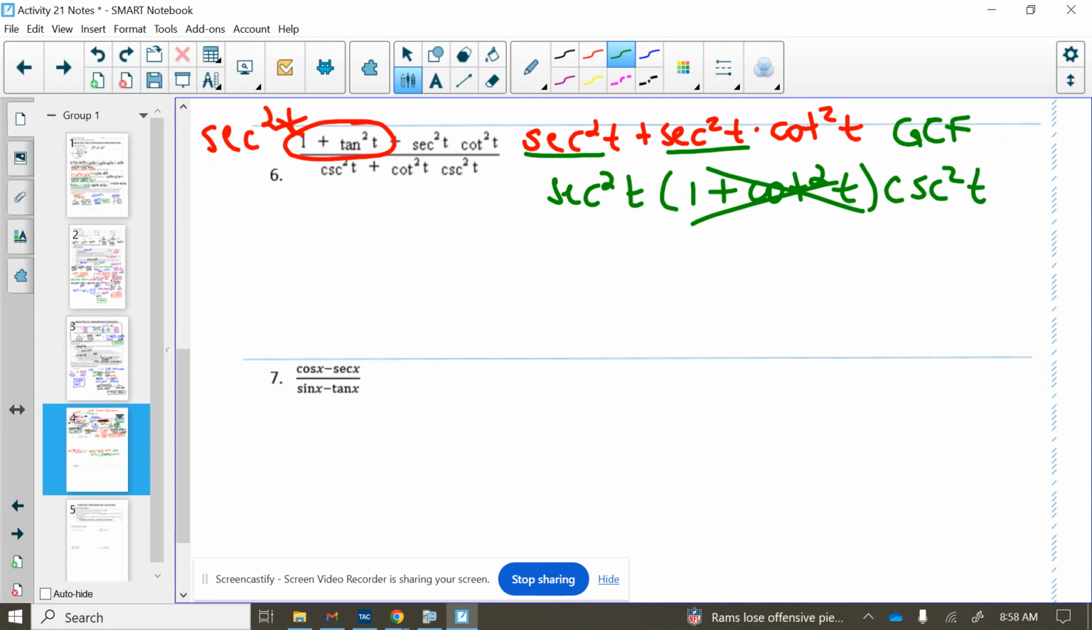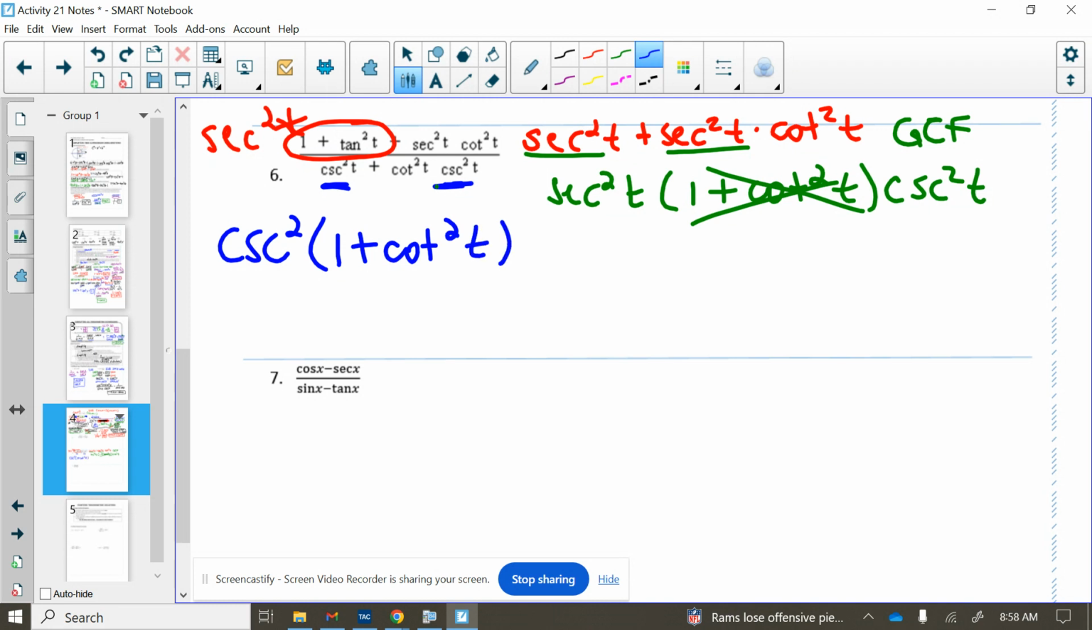And if we look at that, right now, it's kind of where we simplified to, right? We have secant squared t times cosecant squared t. Now, in the denominator, again, if we notice this one, we have a cosecant squared t that, similar to the numerator, we could factor out. We're left with 1 plus cotangent squared t.